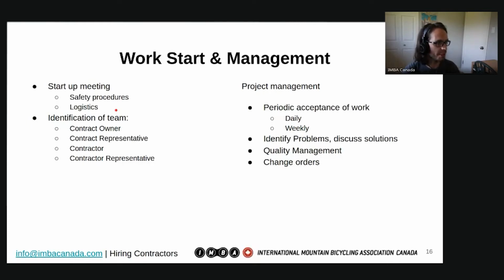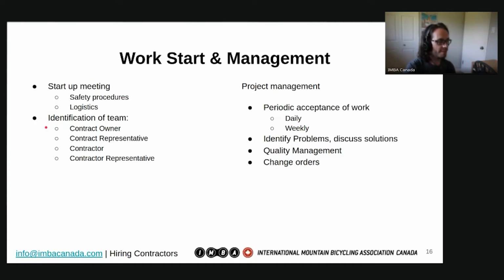So the first thing that typically happens is there's a startup meeting, and that startup meeting will detail any number of information that's important for the contractor to know. Perhaps some changes have happened in the meantime, and that's a good place to start discussing those. And that can be maybe the first change order that happens. Any safety procedures that the contract owner would like the contractor to follow while they're on site. For myself, when I'm doing trail layout, typically that means I'm contacting one of the representatives of the entity I'm working with when I start and when I finish, because I'm working alone typically.